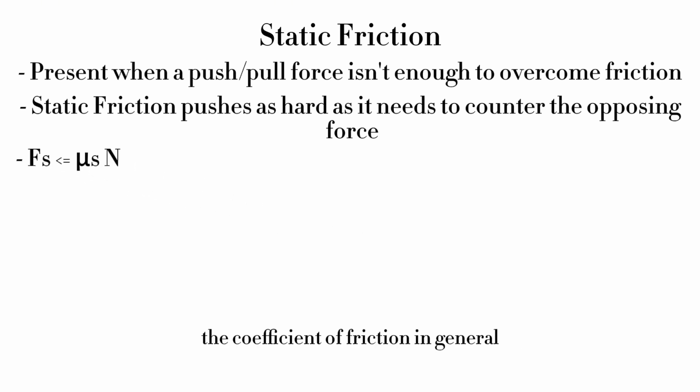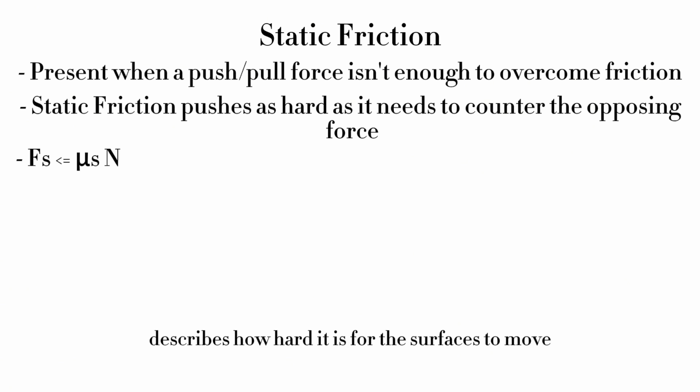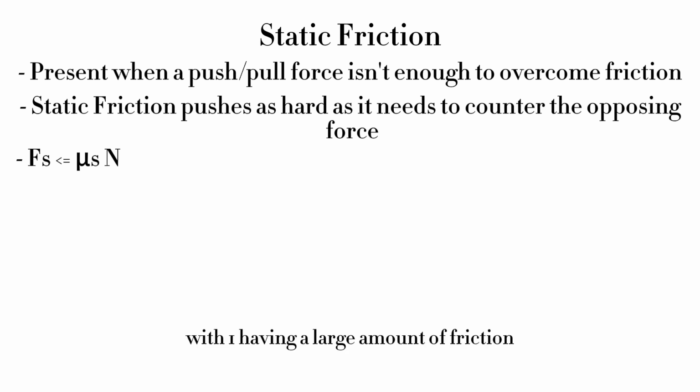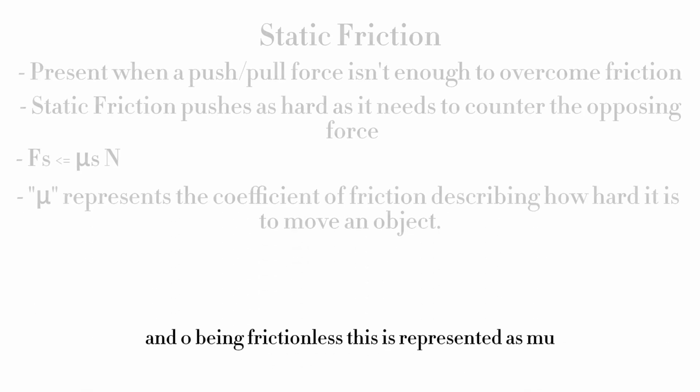The coefficient of friction in general describes how hard it is for the surfaces to move against each other. These values are generally less than 1, with 1 having a large amount of friction and 0 being frictionless. This is represented as mu.